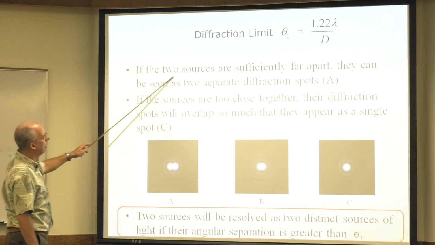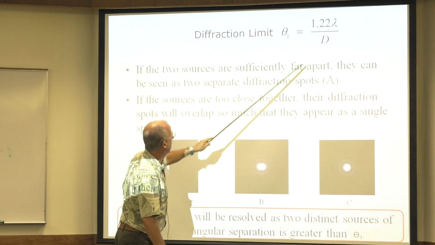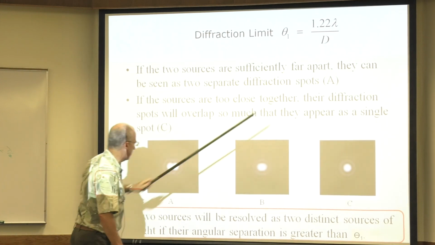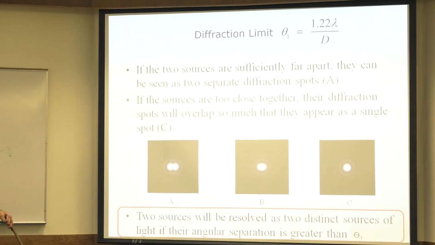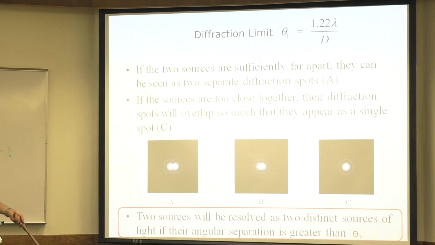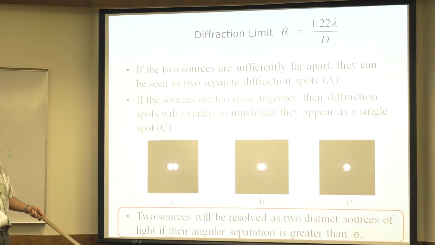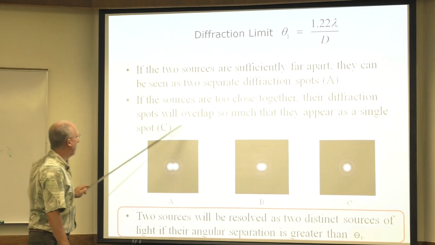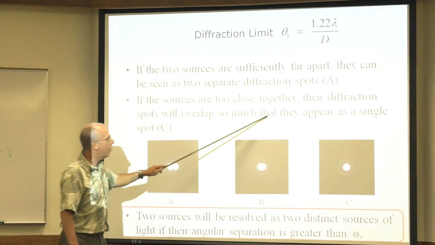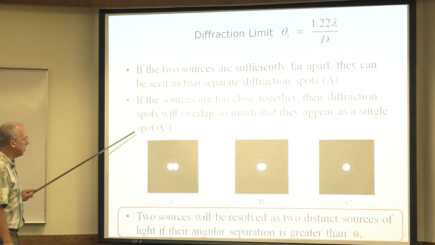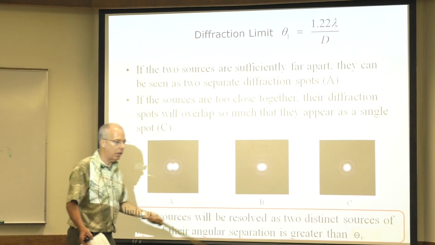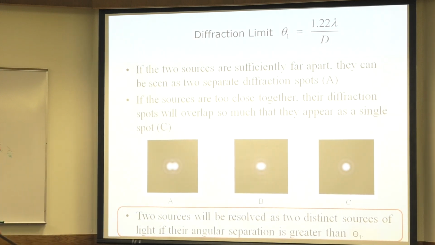So here, if the two sources are sufficiently far apart, they can be seen as two separate diffraction spots. And that's what you want to be able to know. You want to be able to see if it's two stars or one star, or two galaxies or one galaxy, whatever. If the sources are too close together, the diffraction spots will overlap so much that they appear as a single spot. A single spot, right?